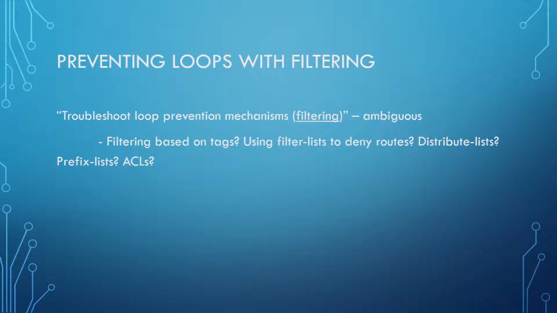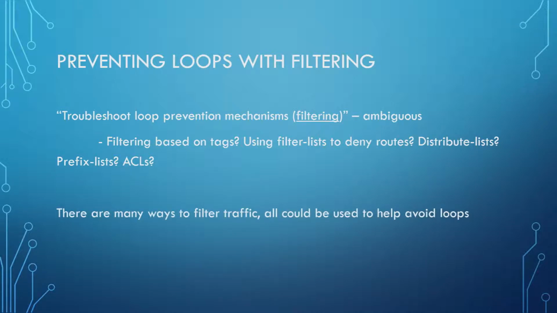Now thankfully it does mention tagging as the next thing after filtering, so we don't have to worry too much about filtering based on tags with this keyword here, filtering. But we will go into filter lists, distribute lists, and prefix lists, and also how they use ACLs. So there are many ways that we can filter traffic, and basically all of them can be used in some way or another to help avoid loops, given any particular situation.